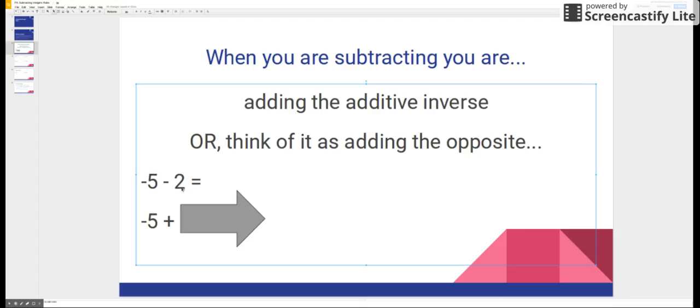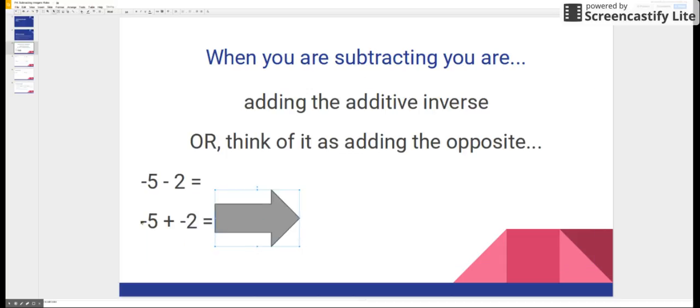And the opposite of +2 is -2. So, -5 plus -2. In other words, we are adding the opposite. The opposite of 2 is -2. So -5 plus -2 gets you -7. Or, if you're unsure about this addition sentence, you could just think: I have 5 negative chips, I add 2 more negative chips. How many negative chips do I have total? 7.